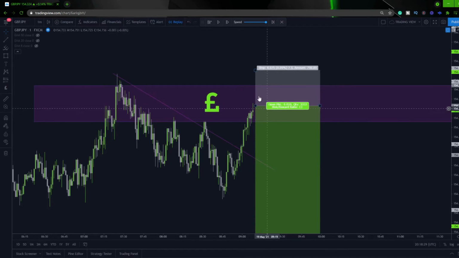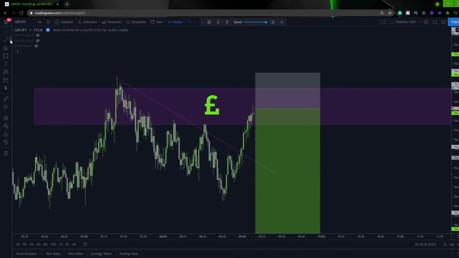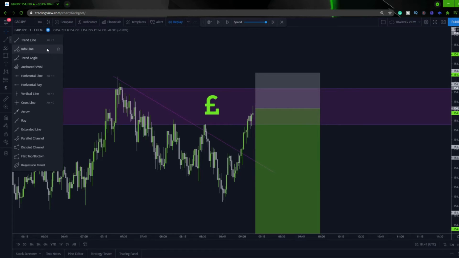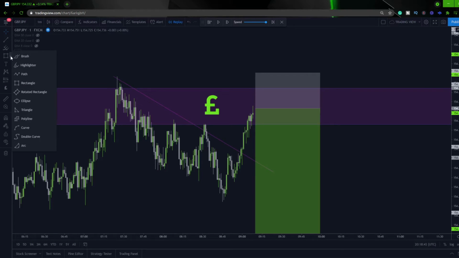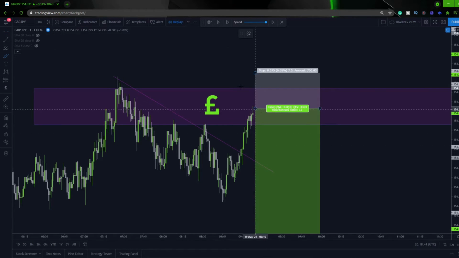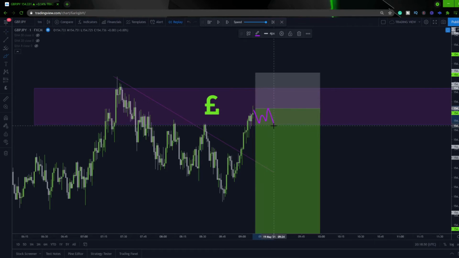However, I was more interested in looking for some sort of manipulation after the break of this trend line and then a short. Something like this. Those of you who are familiar with Wyckoff will know that on a lower time frame we get a move like this, a push down that runs this liquidity, then a move higher which runs the liquidity above this area.